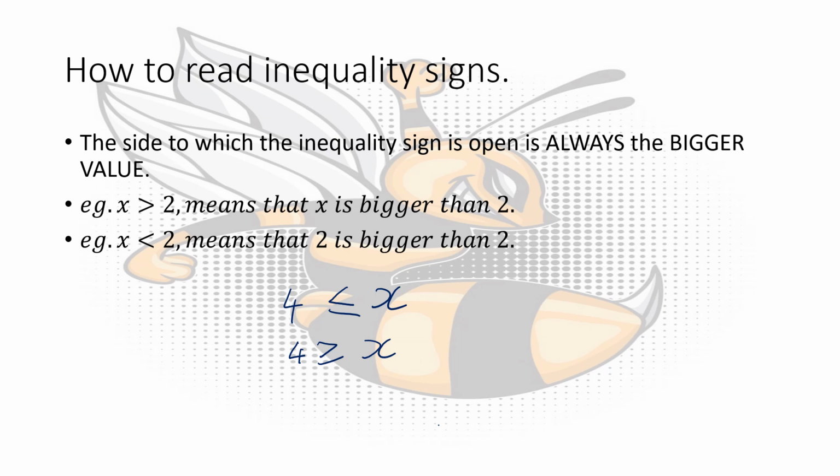Like I said, there's an example. If the mouth is open towards the x, then it means x is bigger than 2. And if the mouth is not open towards the x but open towards the 2, then it means x will be smaller than 2. That's supposed to be an x. But it means that 2 is bigger than x in that case.